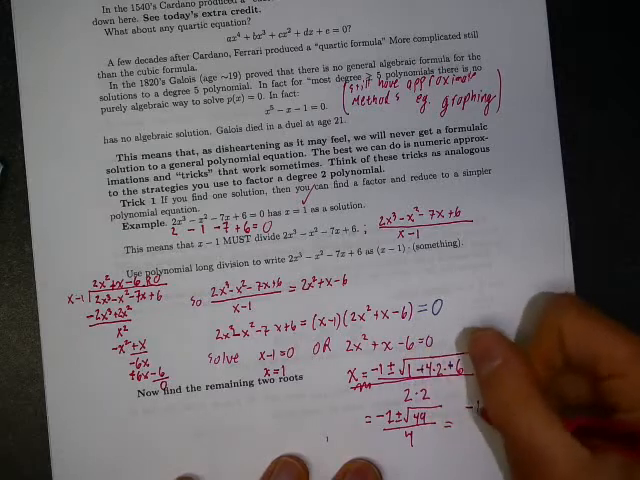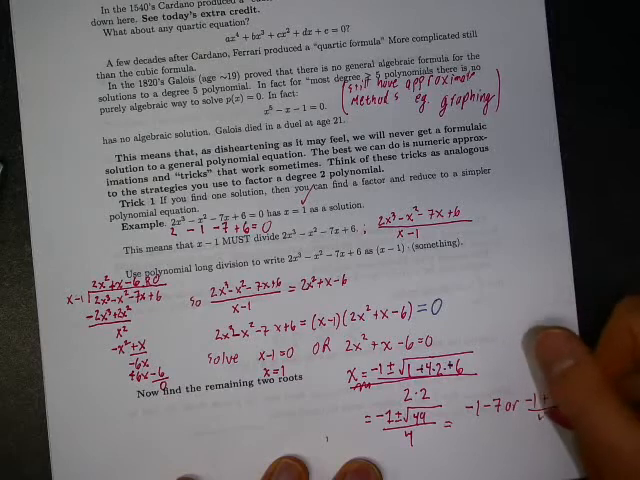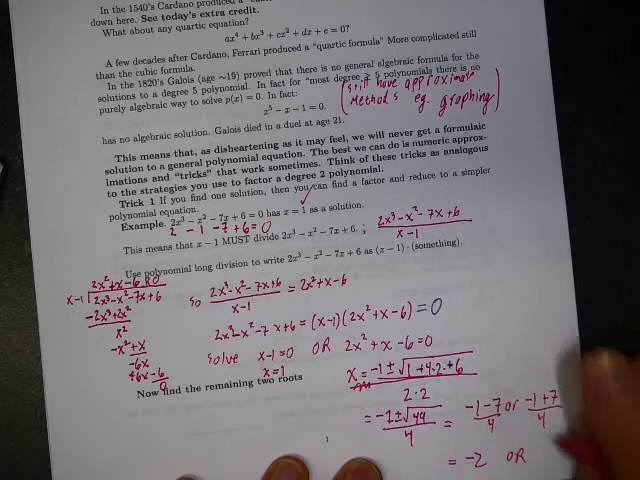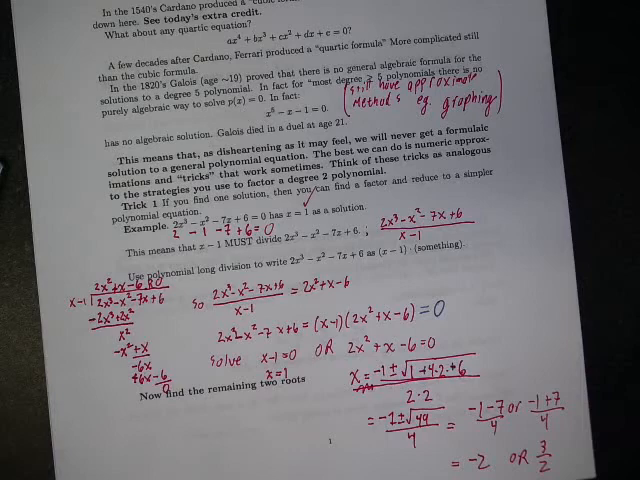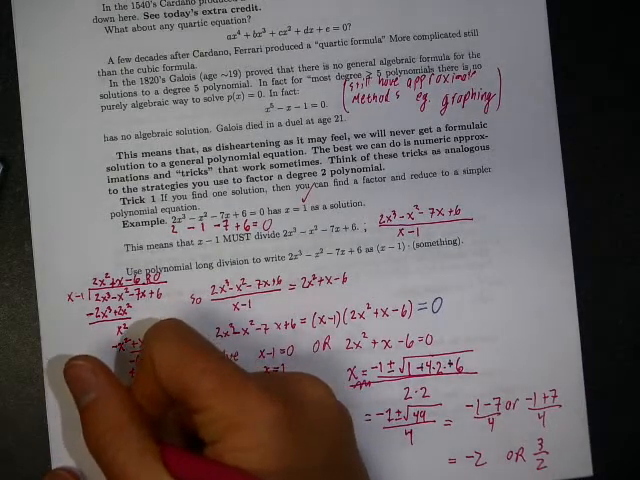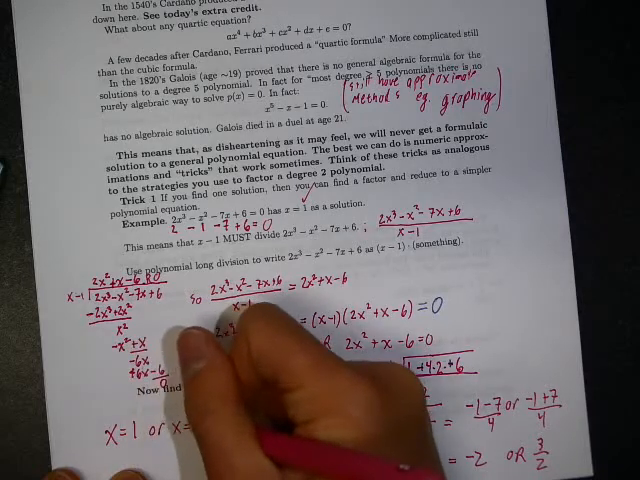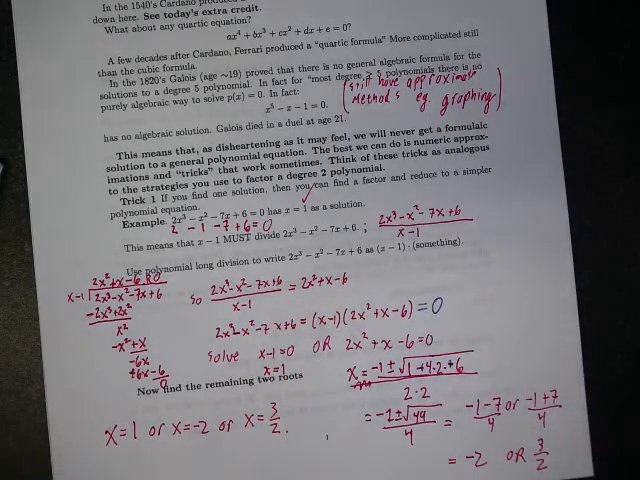So negative 1 minus 7 or negative 1 plus 7, each divided by 4. Guess that's negative 2 or 3 halves. So all of the roots, all the solutions to this equation, are x equal to 1, or x equal to -2, or x equal to 3/2. What do people think? Does that seem okay?